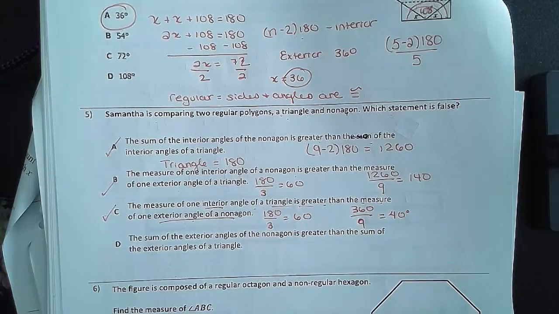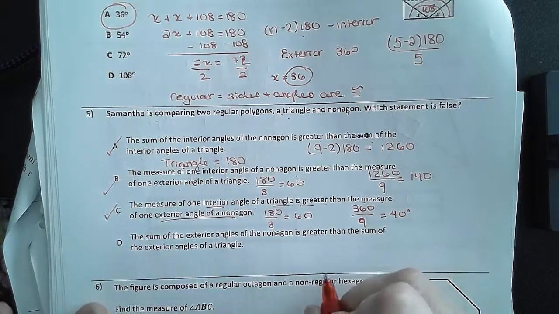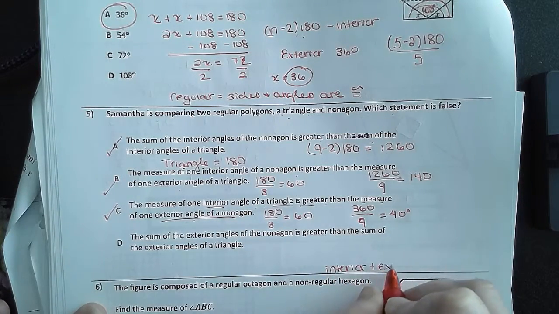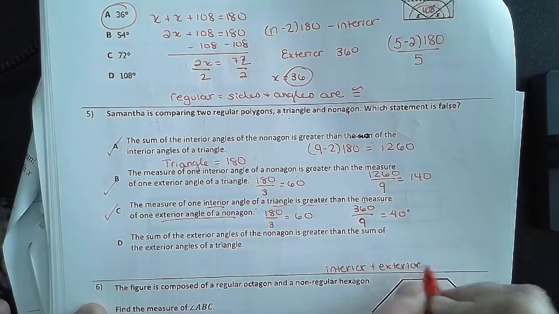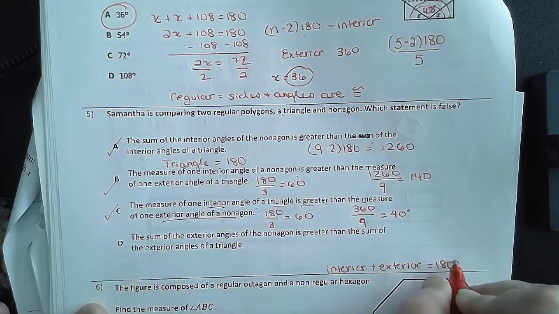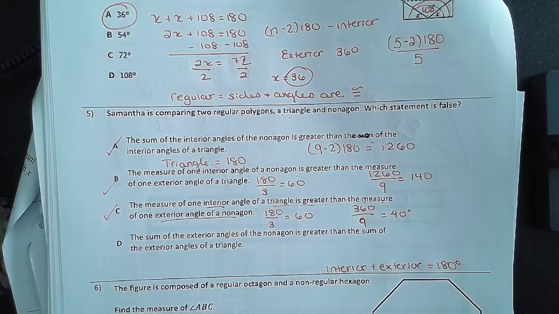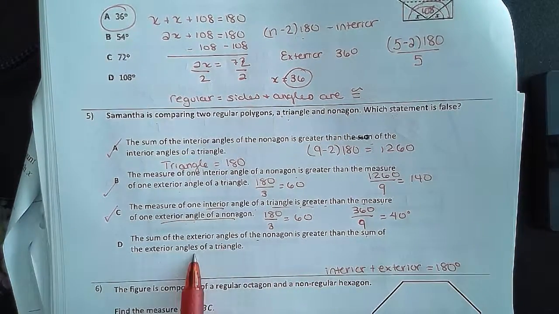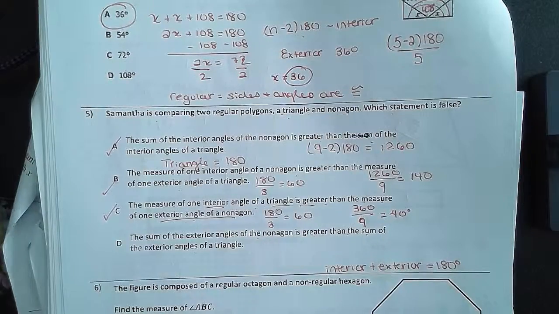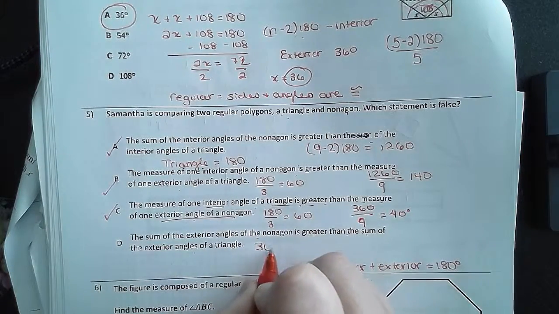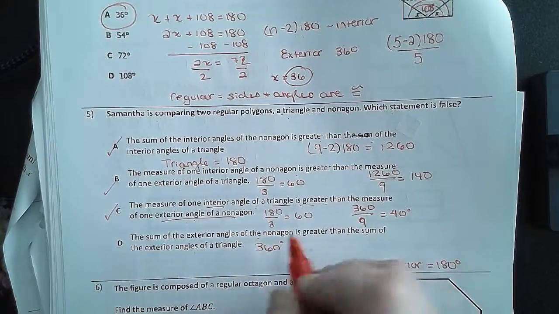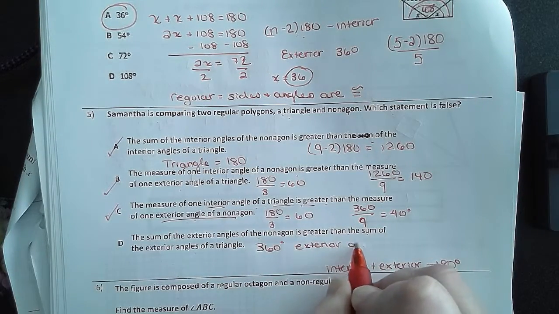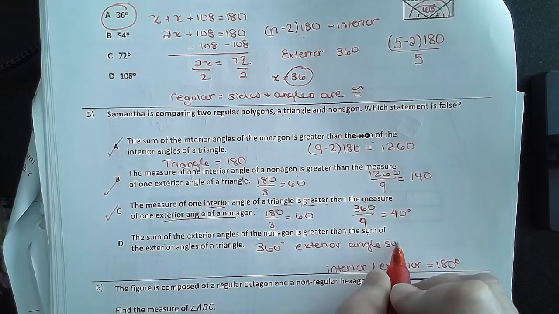Okay, and remember the sum of an interior plus an exterior angle is equal to 180. Okay, so the sum of the exterior angles of a nonagon is greater than the sum of the exterior angles of a triangle. That is not true. Any angle sum, exterior angle sum, is always 360, no matter what the shape. Okay?